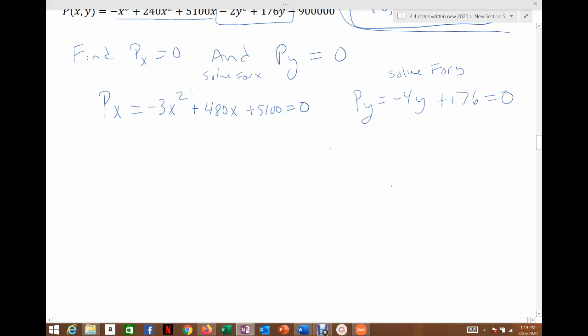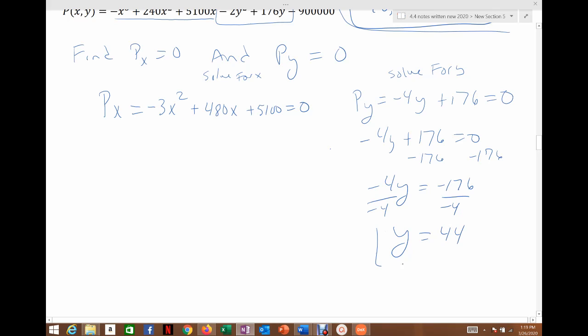All right, I'm going to start with the easier one. This negative 4y plus 176 equals 0 is the easier one because it only has one y term. Move the 176 to the other side, so negative 4 times y equals negative 176, and then divide by my negative 4. And so y is 44, and when I plug 44 in, my derivative with respect to y is 0.